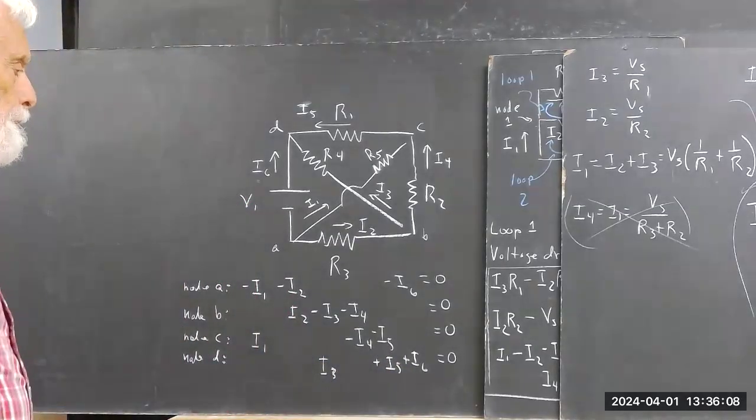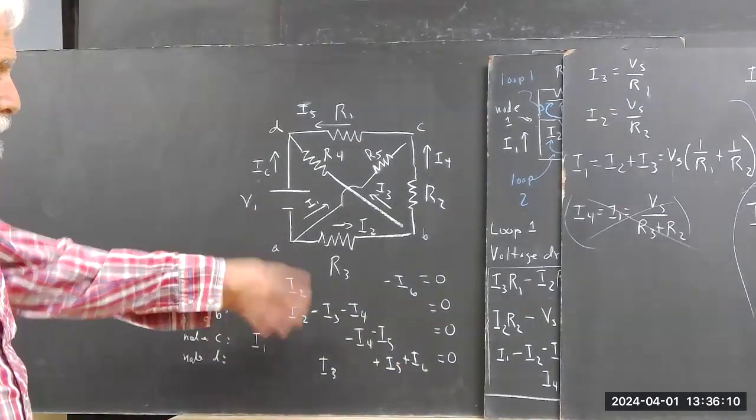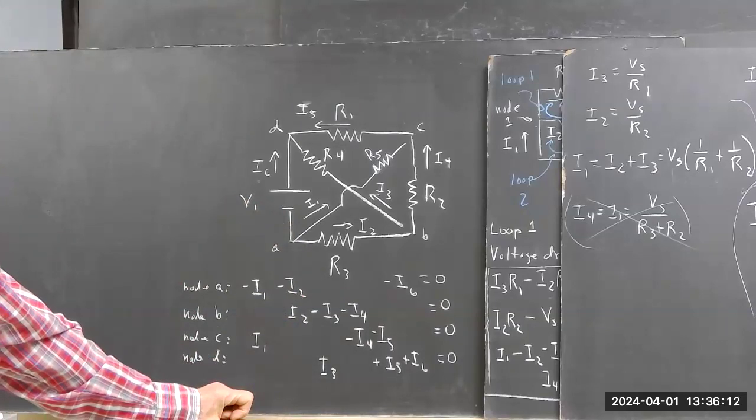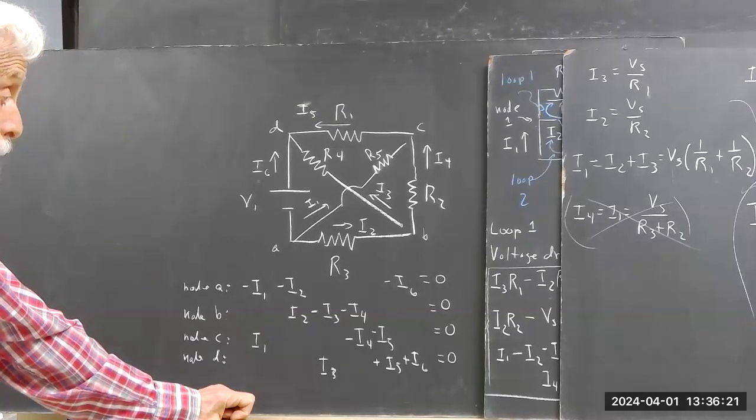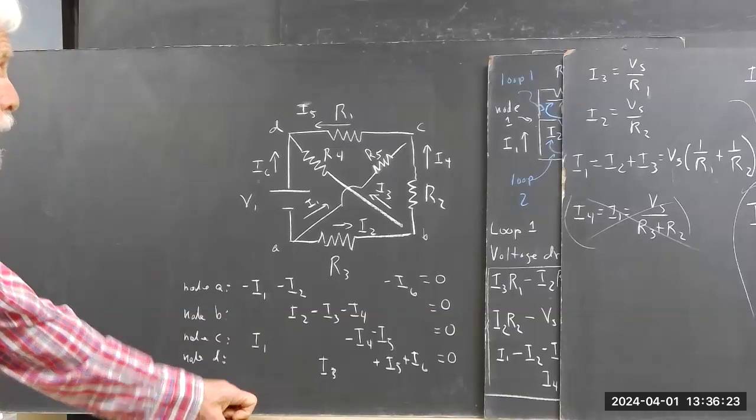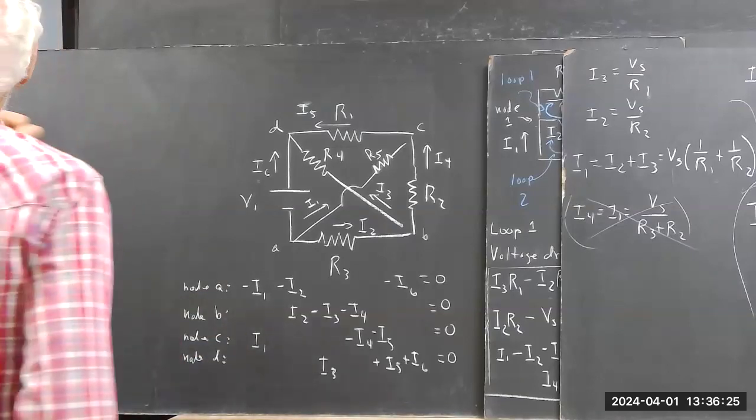Now, at this stage, I can eliminate some of these I's. Okay, I've got 4 equations. Now I've got 6 I's, so I'm not going to be able to solve for all of them. I should be able to eliminate some of them if I choose to do so.